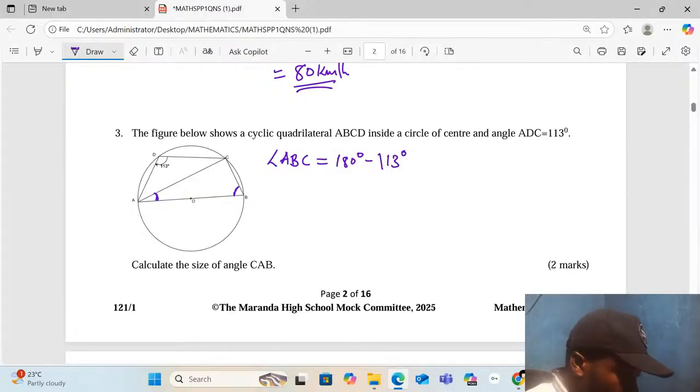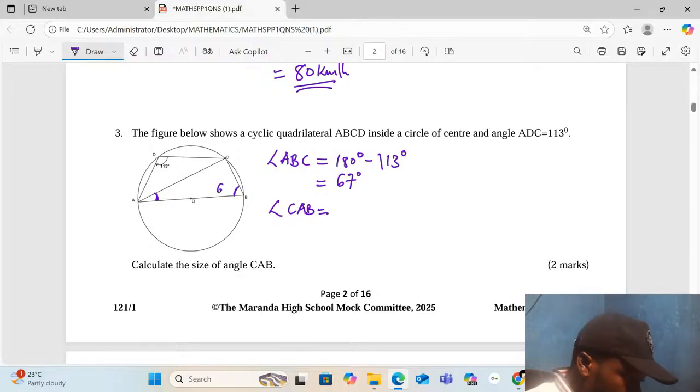We know that angle ADC and angle ABC, when you add them, must give you 180 degrees. So angle ABC becomes 67 degrees. Now, in order for us to get angle CAB, we must take the remaining.